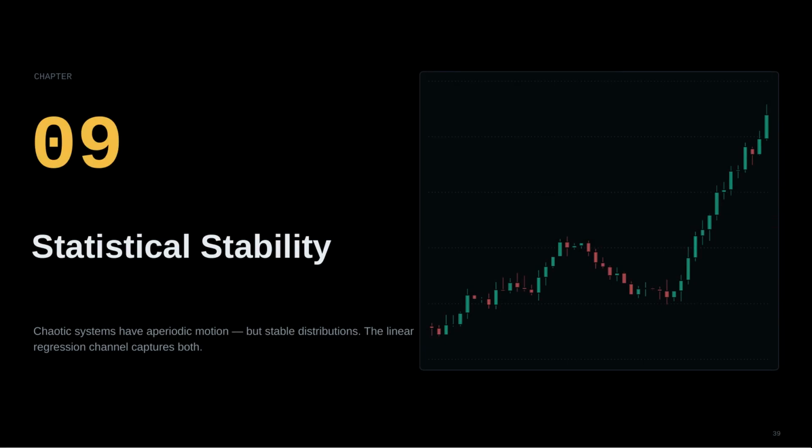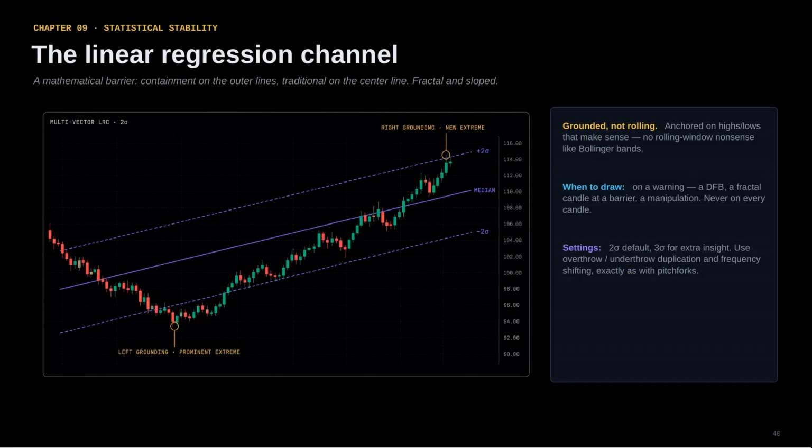Chapter 9. Chaotic systems move aperiodically, yet their distributions are stable. One tool captures that stability on a chart better than any other. The linear regression channel. The LRC assesses whether price is statistically overextended. It's a mathematical barrier, containment on the outer lines, traditional on the center line, and it's fractal and sloped by nature. 2 anchoring points. The left grounds on a prominent price extreme that makes sense in your analysis. The right grounds on a potentially newly formed extreme.